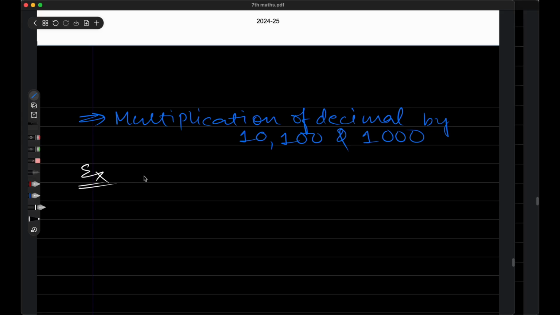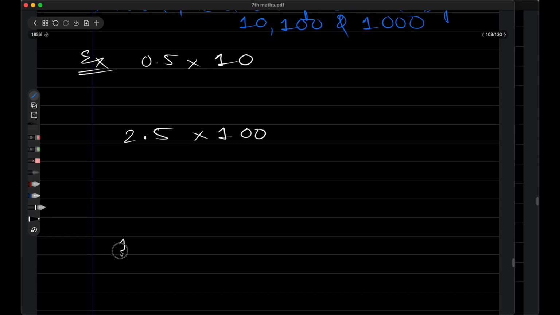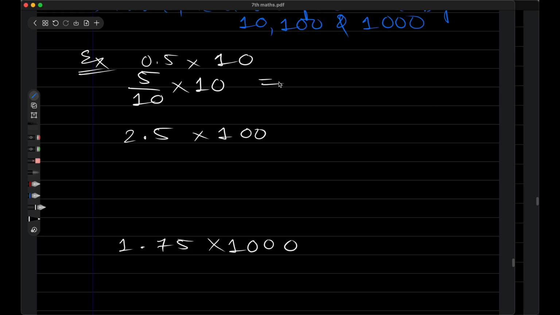Let us take one example: 0.5 into 10, 2.5 into 100 and 1.75 into 1000. First let us convert the number into a fraction, that is 5 divided by 10 into 10, that is equal to 5.